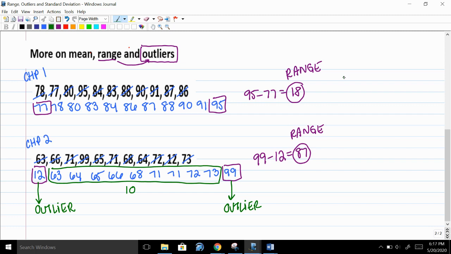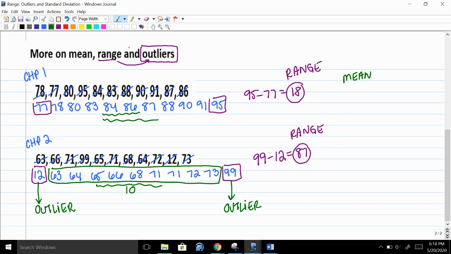So what those outliers are going to do is affect the mean. When we talk about the mean of this first set of data, since that's a nice, neat, packed set of data, the mean should be somewhere in the middle, around 84, 85, 86, 87. The second set of data is also probably going to have a mean somewhere in the middle, but for different reasons than the first set.